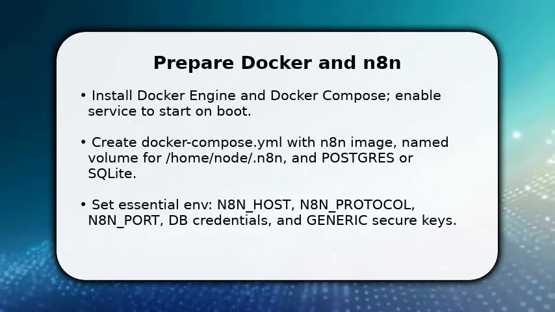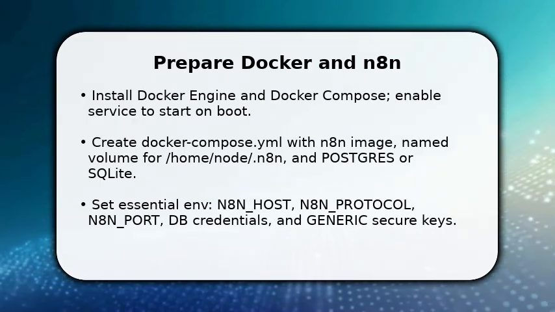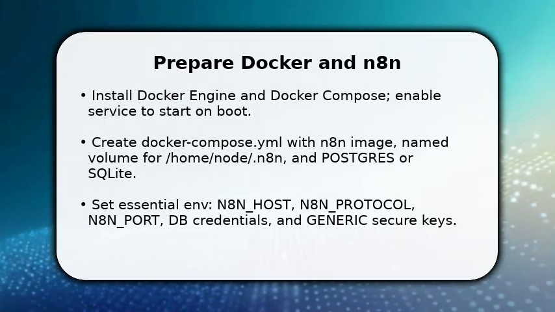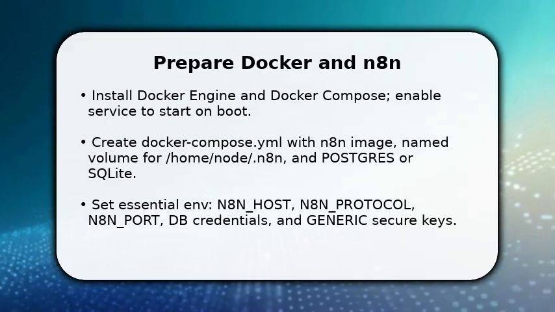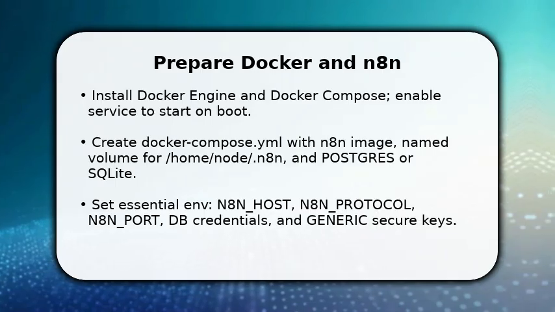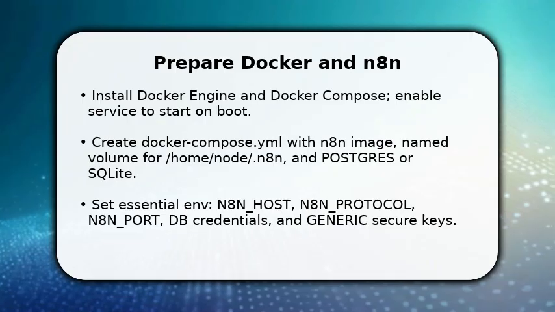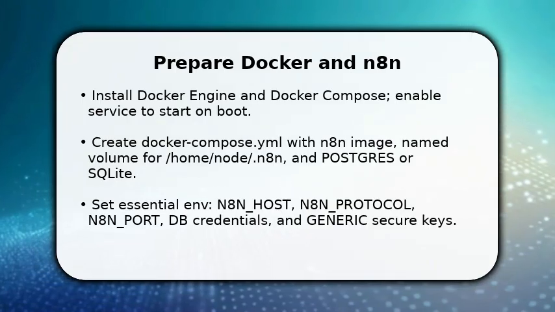Enjoy the video. You start by preparing Docker and an n8n compose stack so your automation persists. Install Docker Engine and Docker Compose, then create a Docker Compose YAML that defines the n8n image plus a named volume for /home/node/.n8n. This preserves workflows and credentials.